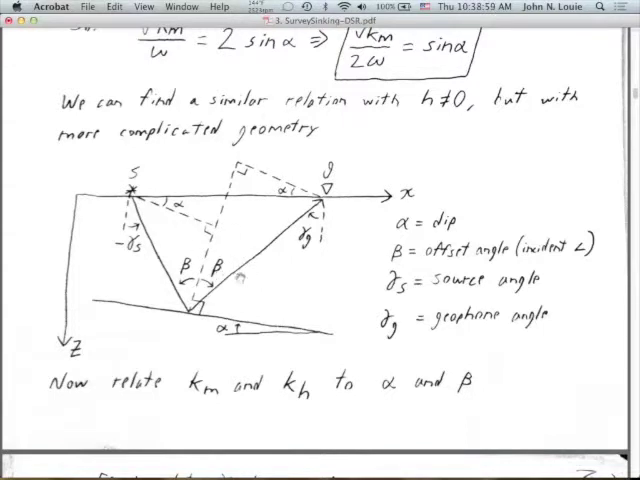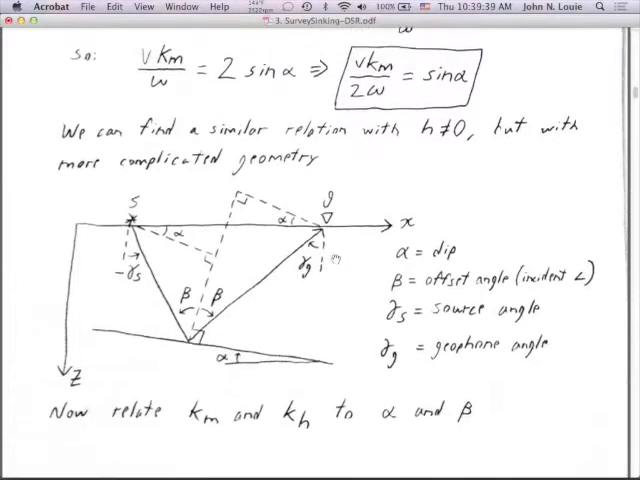You can see they're exactly the same triangle if the dip is zero. But as the dip increases, this triangle gets much smaller and this triangle gets much bigger, and they take different shapes as well. The top of the triangle here is at that same angle to the surface, alpha, the dip again. And there it is for the right-hand triangle. The angle at the reflector is, let's call it beta. That's the offset angle. It's really half the offset angle.